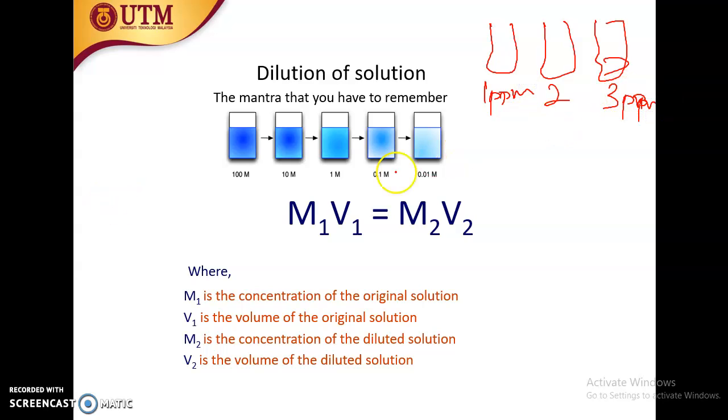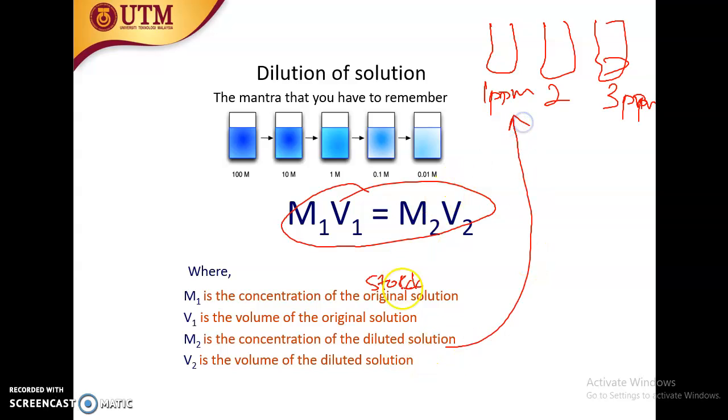Okay, so we use M1 V1 = M2 V2. What is M1? What is M2? So M1 is the concentration of the original solution. Okay, this is stock solution. M2 is the concentration of the solution that you want. Okay, this is the one that you want. For example, if your stock is 10 ppm, for example, then this is the one that you want. Okay, M2. And then V1.